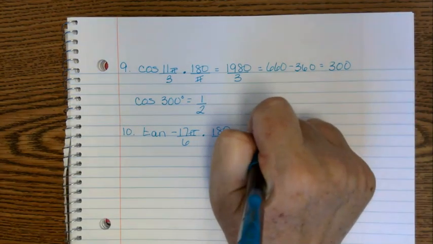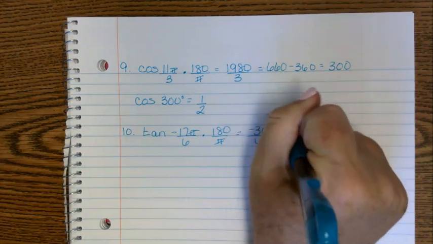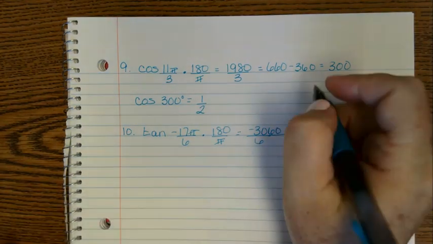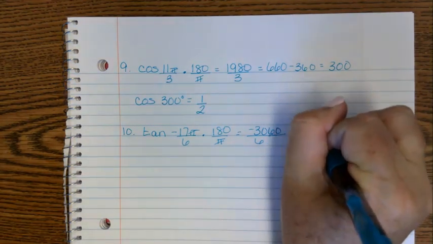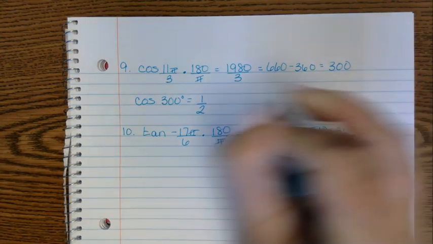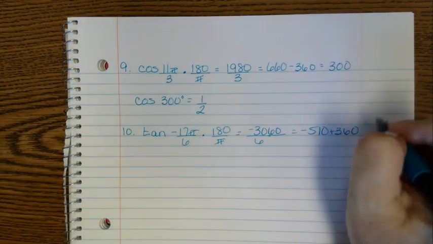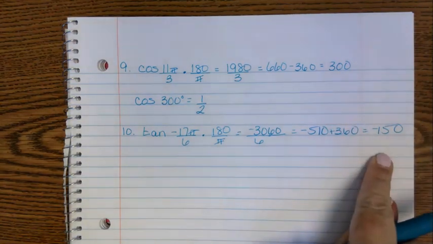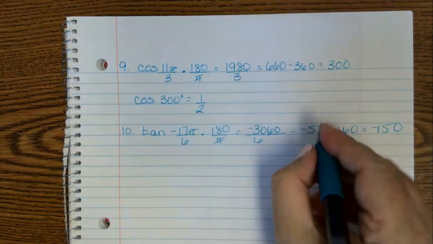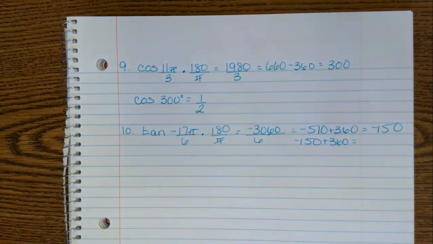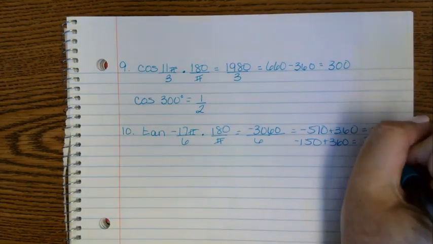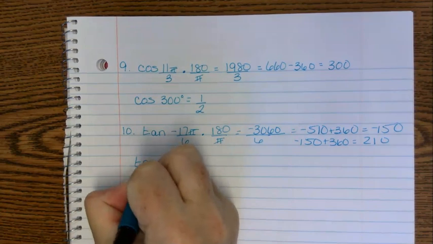So we get negative 3060 divided by 6, which is negative 510. Add 360 is negative 150. And again, be careful. That's still not on the unit circle. So we're going to add 360 one more time. And we get 210. So tangent of 210.